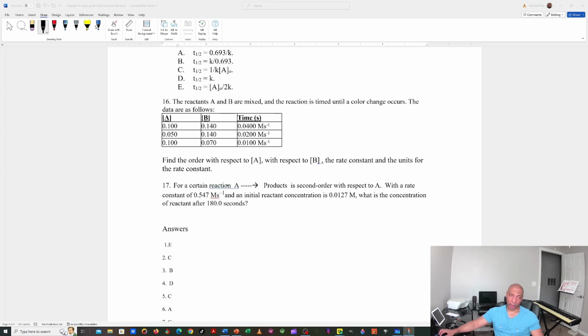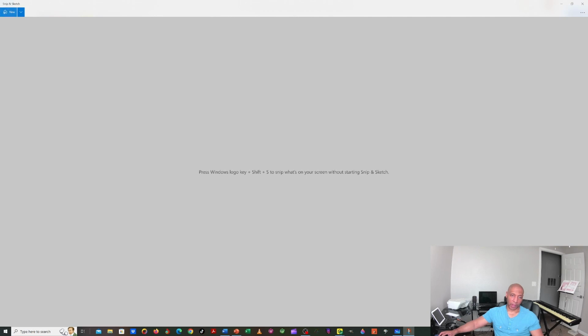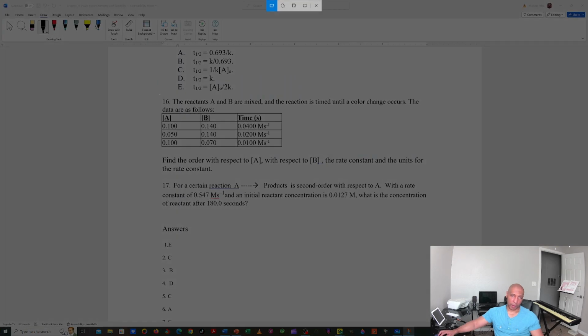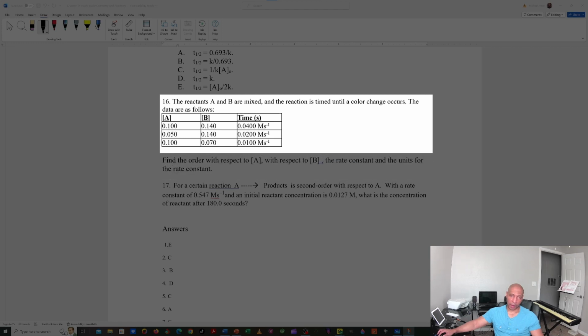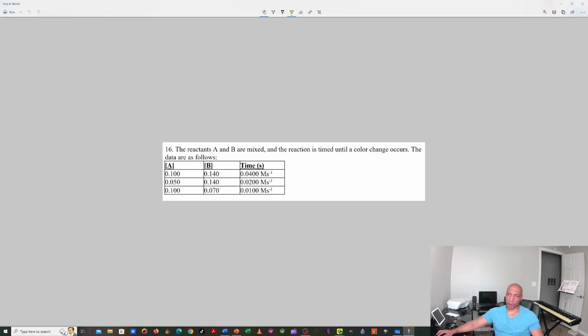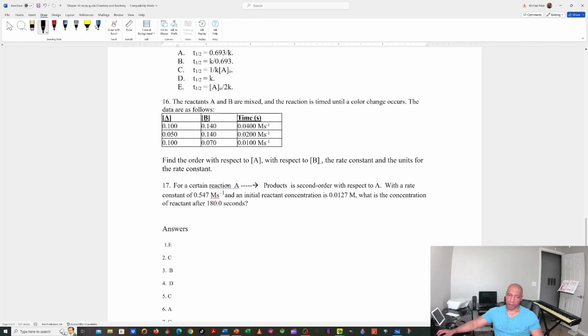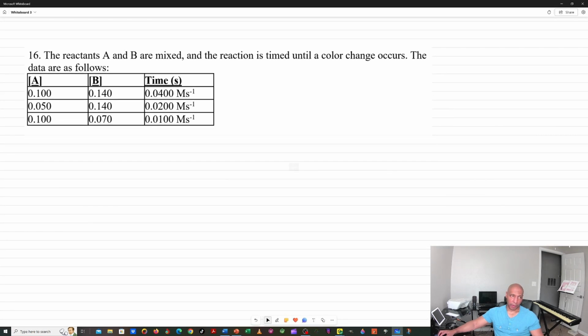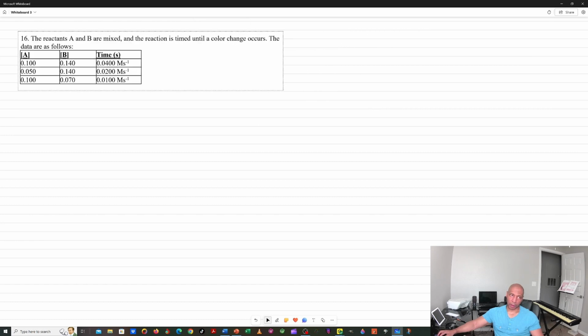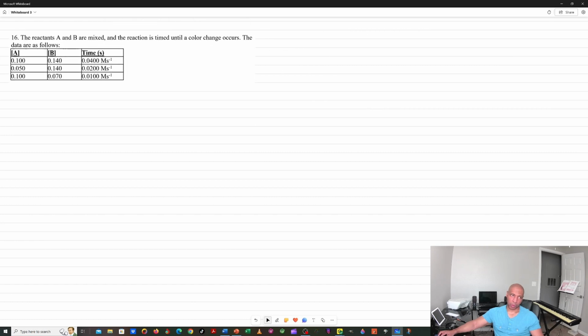So this is, of course, an initial rates problem. It's nothing we haven't seen before, have we? I'm going to find the orders with respect to A and B. I'm going to find the rate constant and the units for the rate constant anyway. So let's go ahead and do that. The reactants A and B are mixed, and the reaction is timed until a color change occurs. The data are as follows.